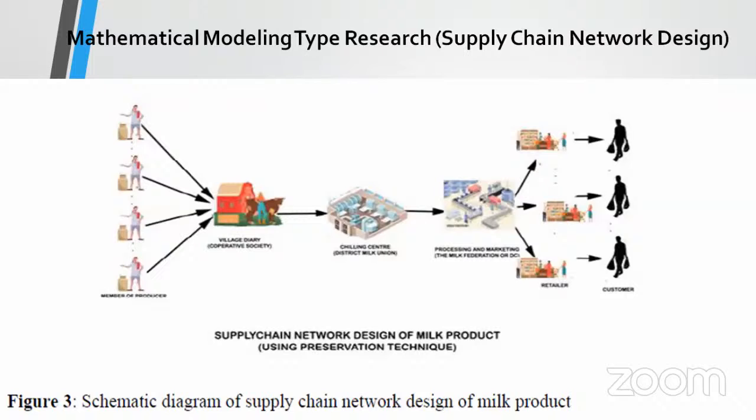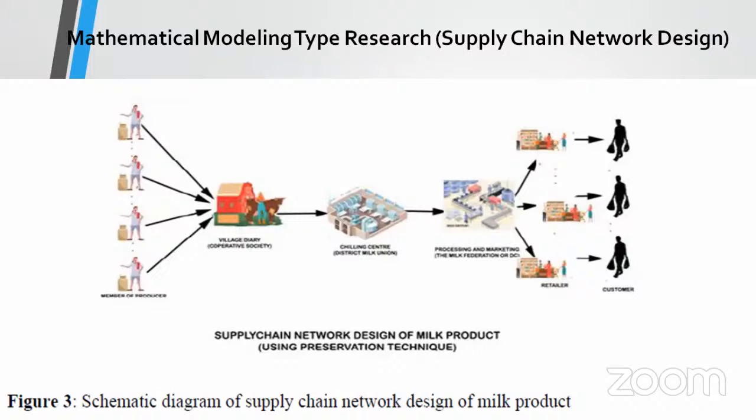So here the milk producers produce the milk and supply it to the village dairy. Then from the village dairy, it comes to the chilling sector. Then processing, marketing. Afterwards, it comes to the retailer. Finally, the distribution center. I have done research related to supply chain network design, meaning what exactly the distribution center for the finished product is, and what the number of distribution centers for a milk industry should be, existing and proposed. I want to find that out.